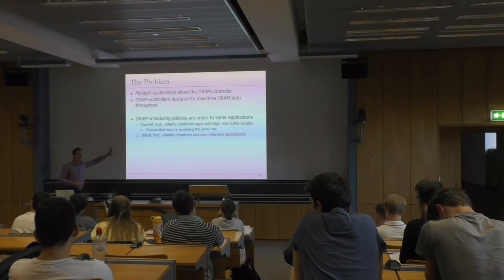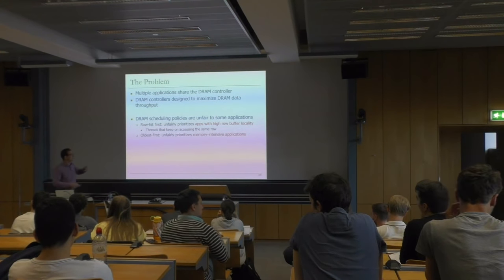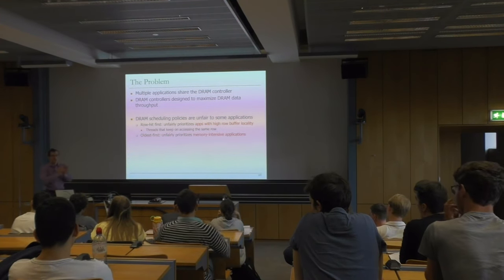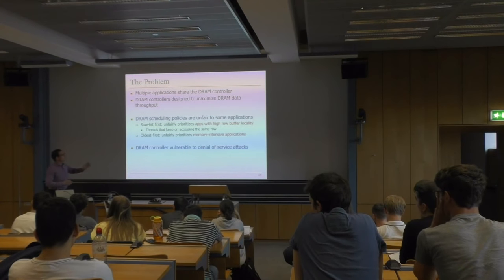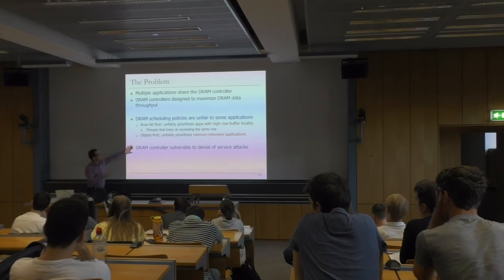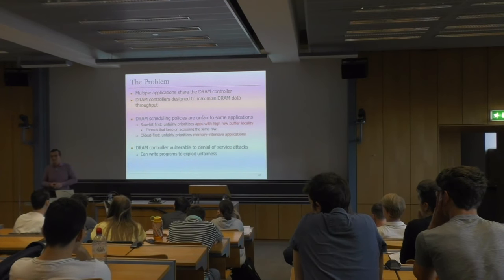So the problem is actually much more complicated than what I'm describing here. But this is really the fundamental part of this policy. As a result of this unfairness, the memory controller is really vulnerable to denial of service attacks. You can actually write programs to exploit this unfairness. If you know that you're running your program on a cloud and for whatever reason you want to be malicious, just write a program that prioritizes itself knowing this policy.